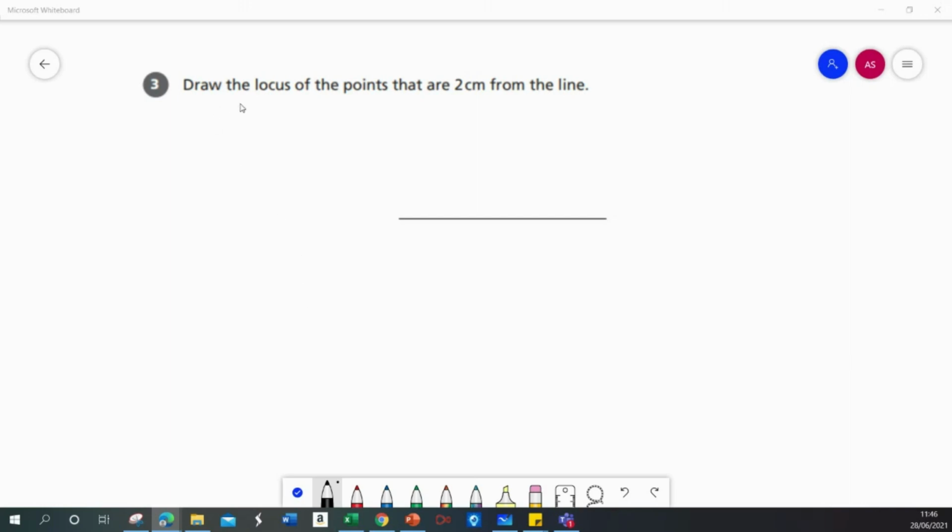This question asks us to draw the locus of points that are 2 centimetres from the line. Now, locus is the path taken by a point that is obeying certain rules. It could be one rule, it could be several rules. So what I'm going to do, I'm going to draw lines around my straight line in the middle that are exactly 2 centimetres from it.